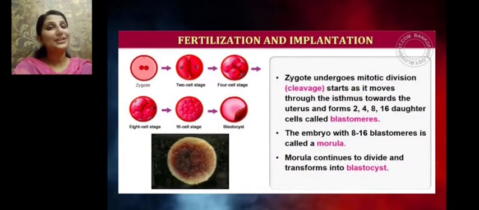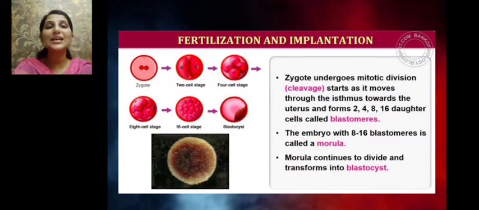The result of fertilization is a single cell called the zygote. And what is the fate of the zygote? It undergoes continuous mitotic division. This mitotic division is called cleavage. It starts as the zygote moves through the isthmus towards the uterus.